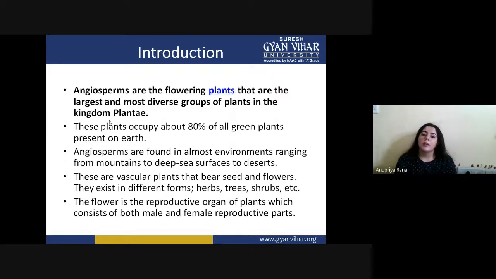So angiosperms are the flowering plants. This is a very well-known character of angiosperms, that they are flowering bodies, flowering plants. They are the largest and most diverse group of plants in the plantae kingdom. So if we talk about the whole plantae kingdom, all the plants present on this earth, they are the most diverse group.